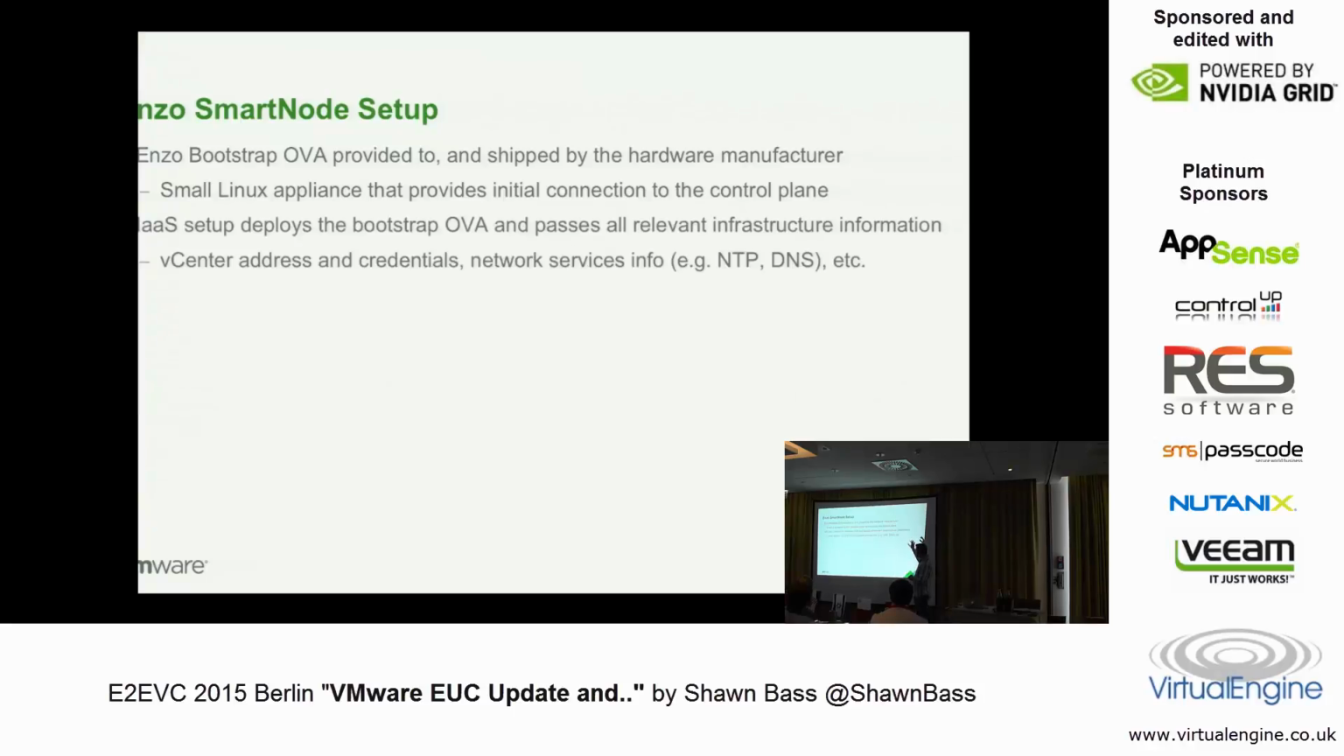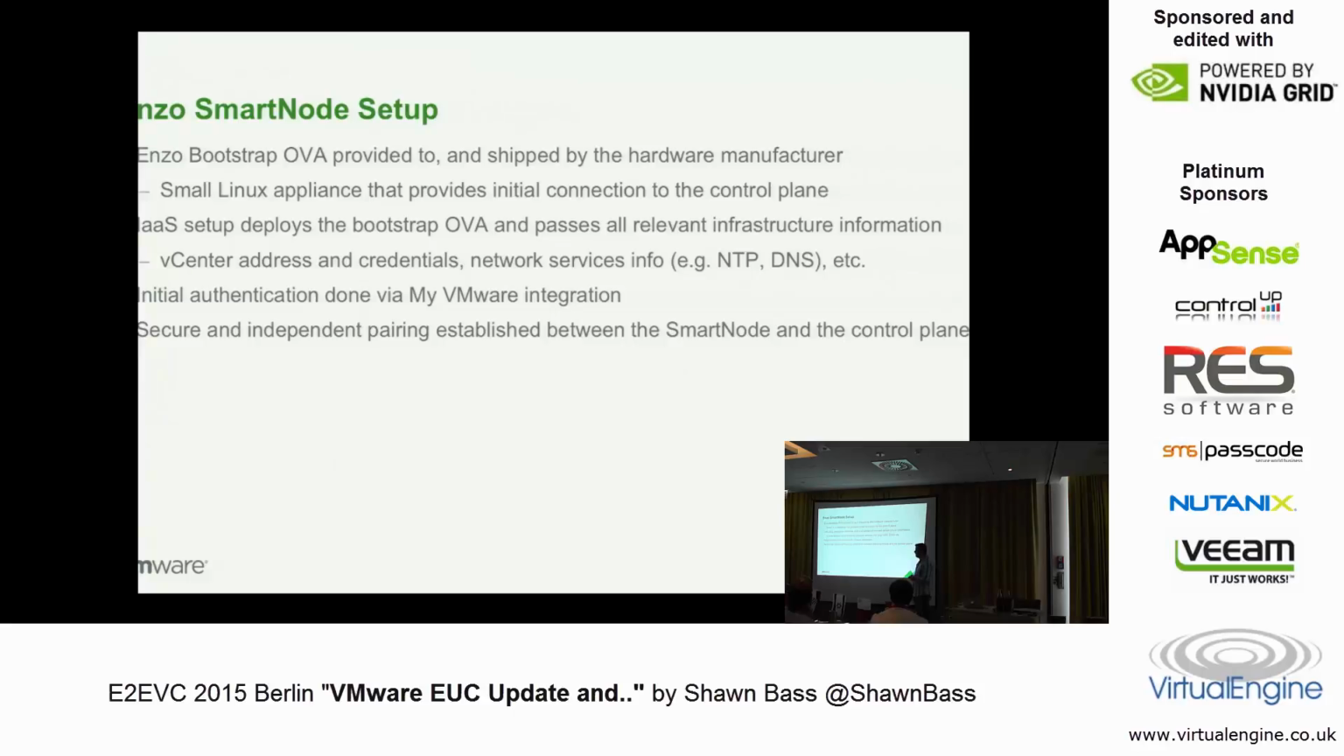So the Bootstrap OVA appliance, as I mentioned, connects to the control plane. It deploys the infrastructure after you've applied the vCenter address and credentials, your IP address, NTP info, and DNS. Initial authentication is done by your My VMware login, and then there's a secure independent pairing set up between the local point of presence component and the cloud environment hosted on vCloud Air. Then all the smart node software and appliance templates are immediately downloaded and deployed for you automatically. So no more do you have to go in and install and configure View Composer and View Broker and all that kind of stuff.